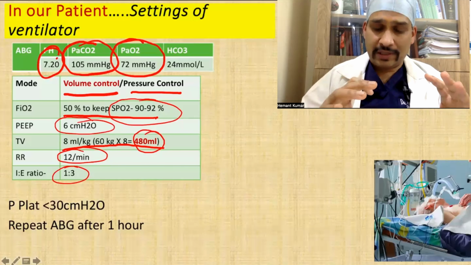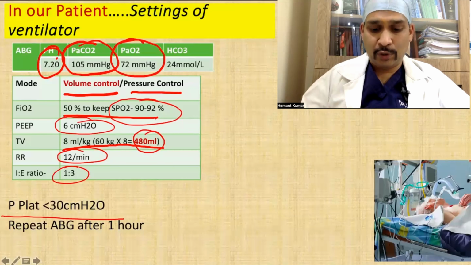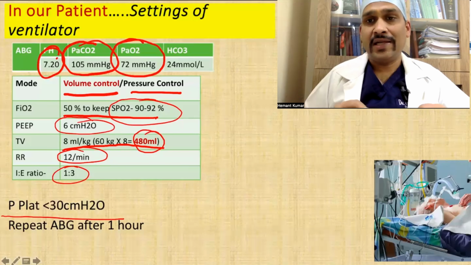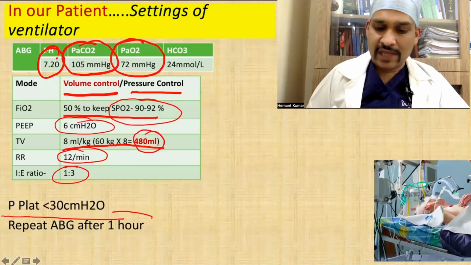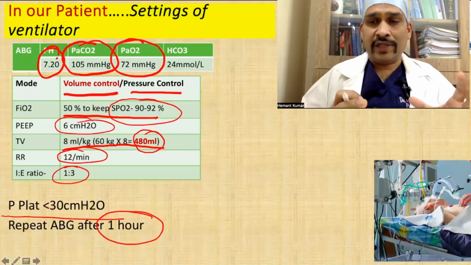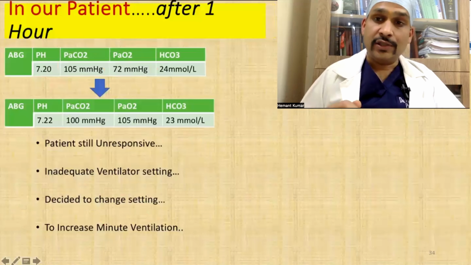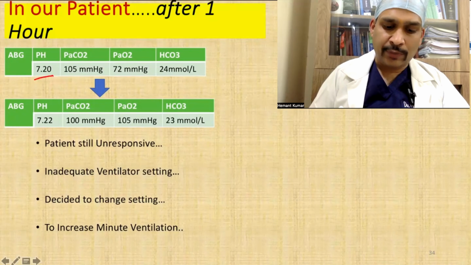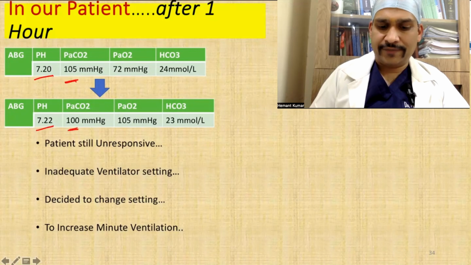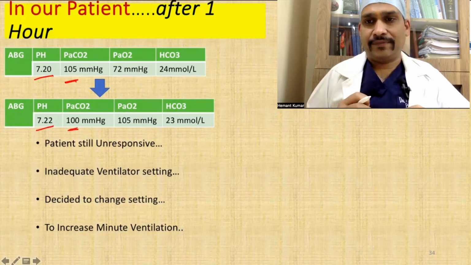And we have to keep watch on plateau pressure. We have to keep it below 30 centimeters of water, otherwise it will cause barotrauma. And we have to repeat ABG after 1 hour. So we kept this setting and repeated ABG after 1 hour. Can you see, the pH previously was 7.2, now 7.22. PCO2 was 105, now 100. So there is very slight improvement.